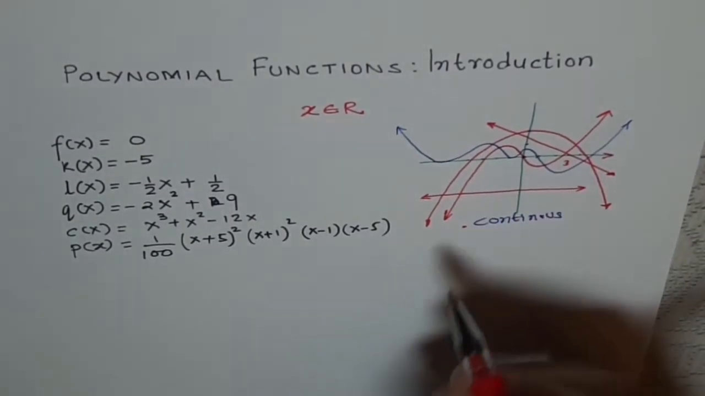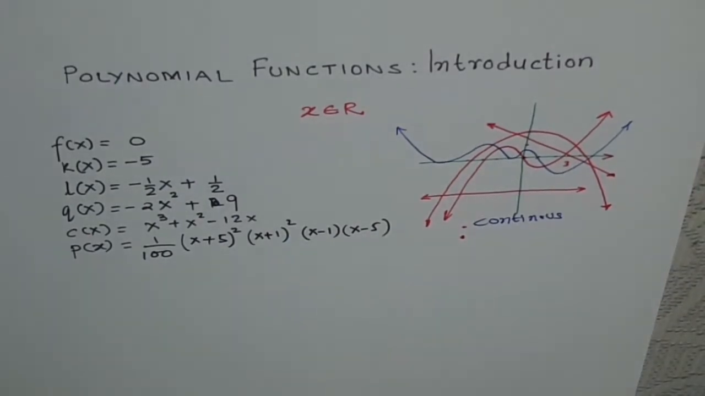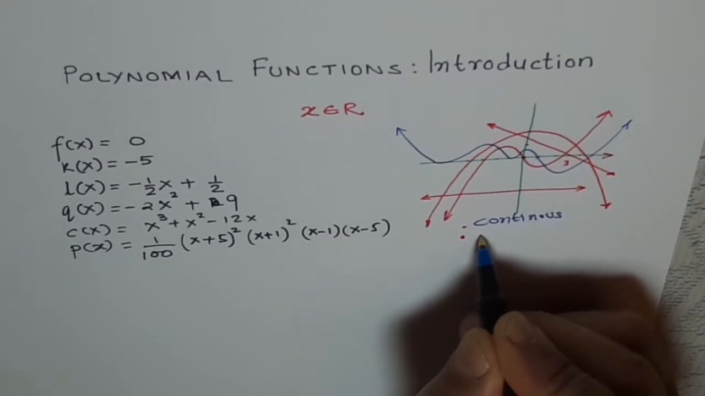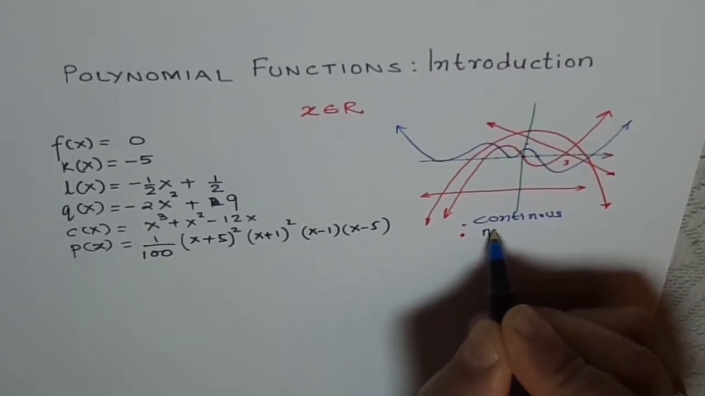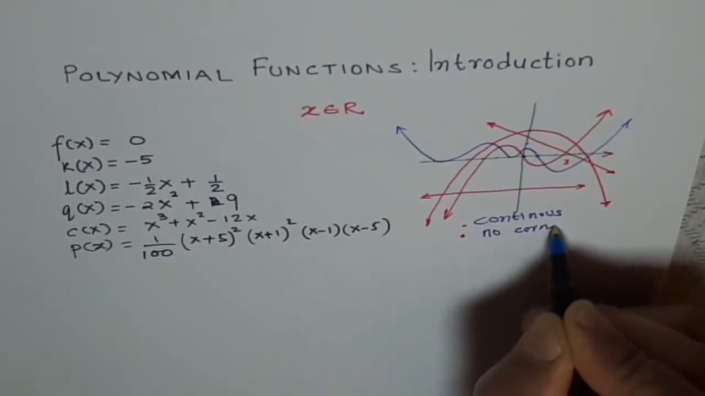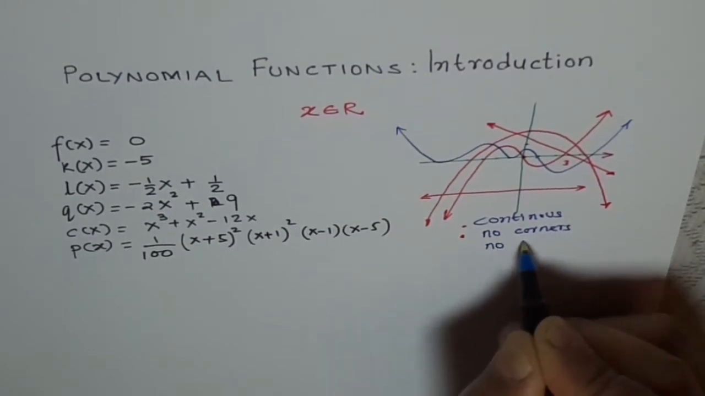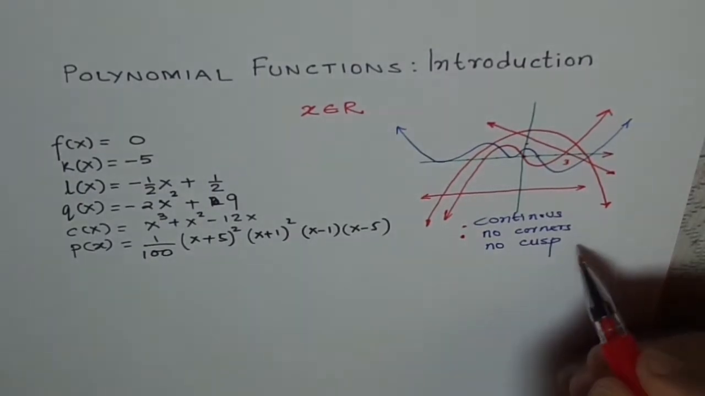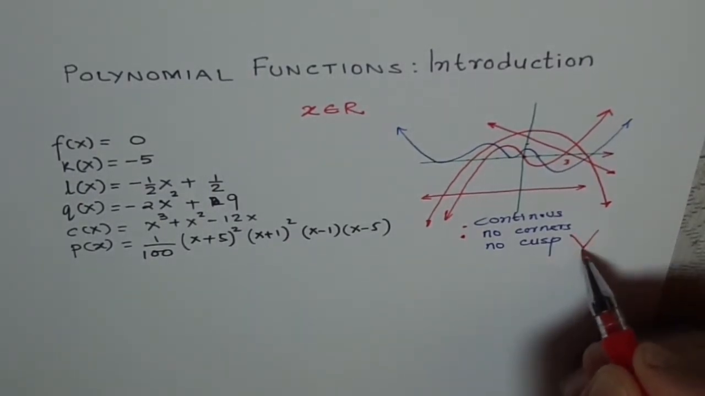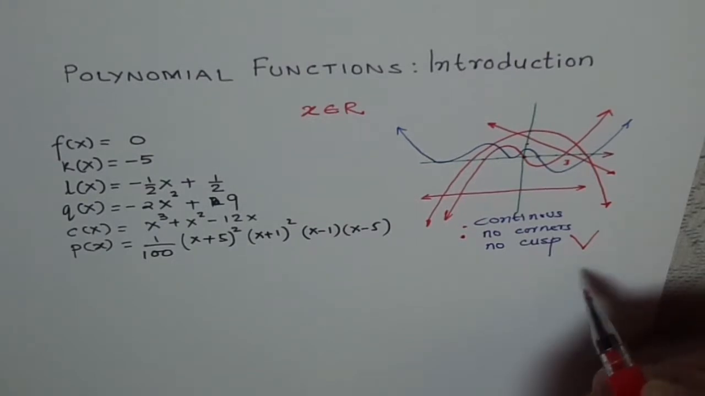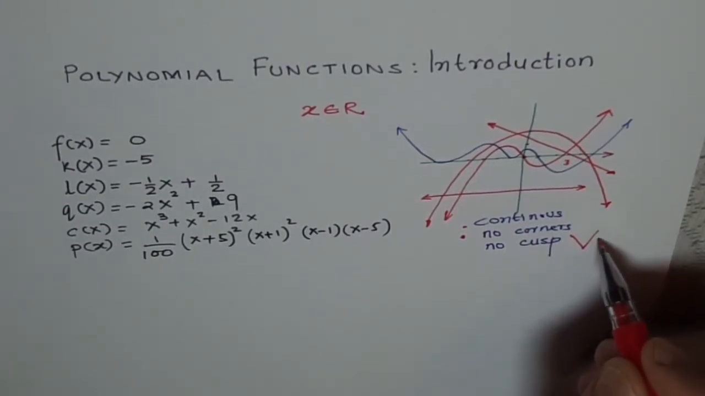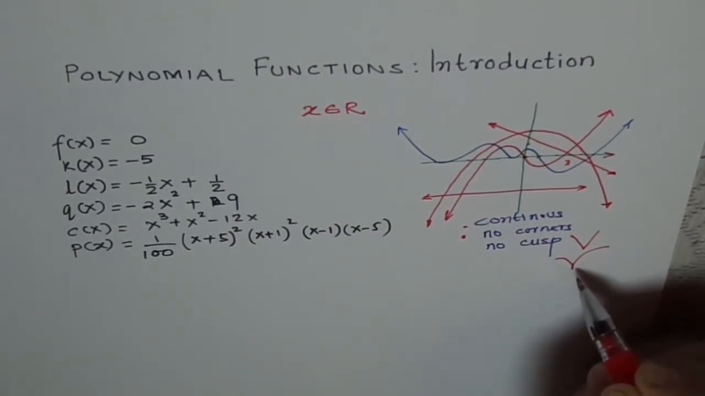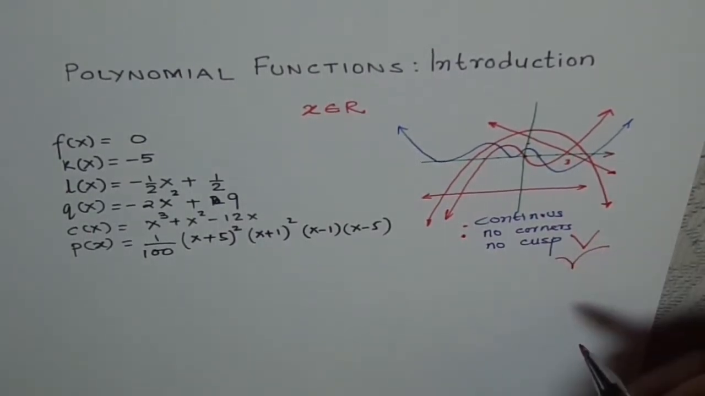Second, do you see any sharp edges or corners? No. So no sharp edges, no corners, no cusp. Now what is a cusp and what is a corner? You see this absolute value function, this is your corner. And a cusp is when you do some square root functions, you get functions like this. These are kind of cusps. So we don't have any of these.